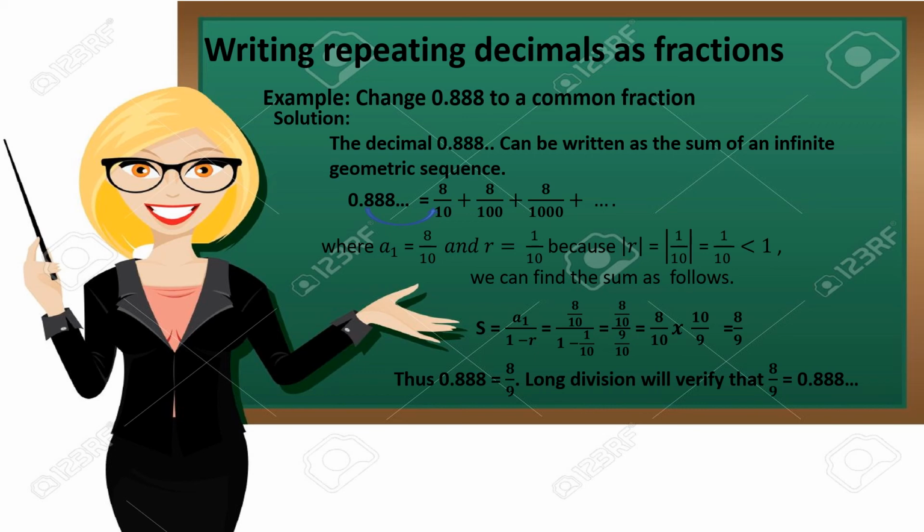So, based on the place value of the number, we can also use the formula S is equal to a1 over 1 minus r. So, what is our a1? That is 8/10. Then, how about our ratio? That is 1/10. Just substitute it using the formula, and it will become 8 over 10 times 10 over 9. Just cancel it, and your final answer is 8 over 9.